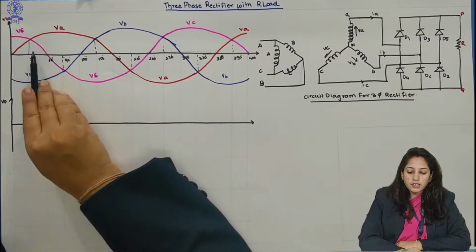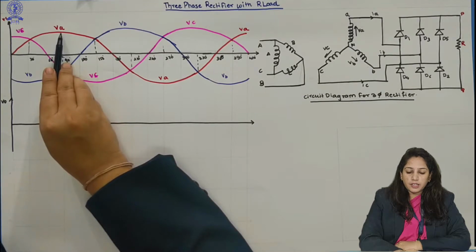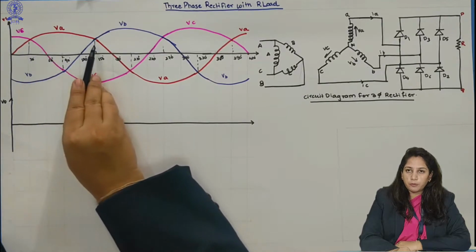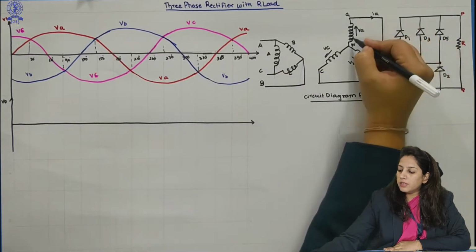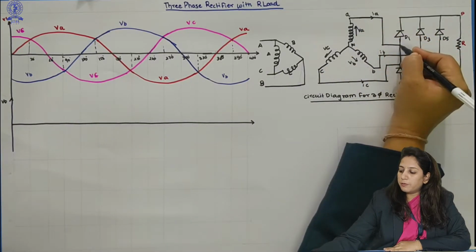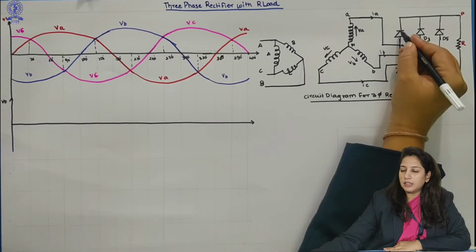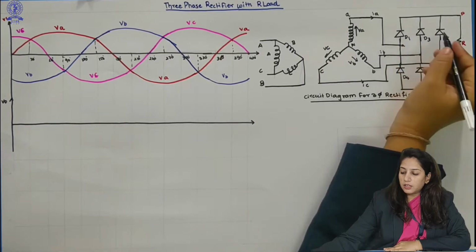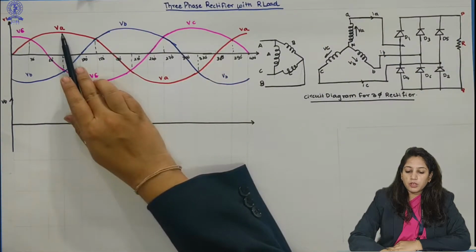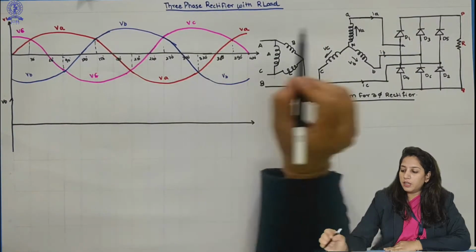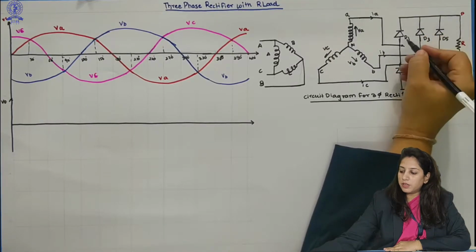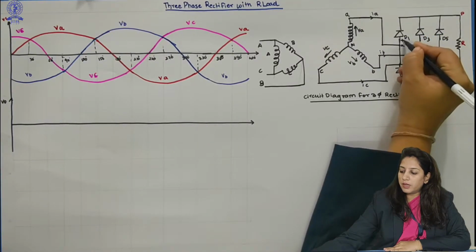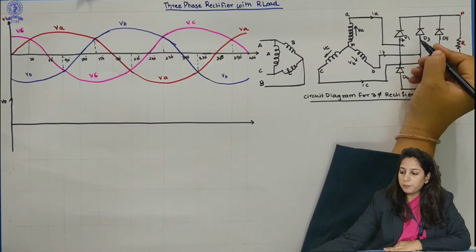VA has its peak at 90 degrees, and from 30 degrees to 150 degrees VA is very high, so this current VA will flow. Suppose this is A, so diode 1 will be in a conducting state compared to the other diodes, because here VA is very high and VB and VC are very low. So this will be the positive side.